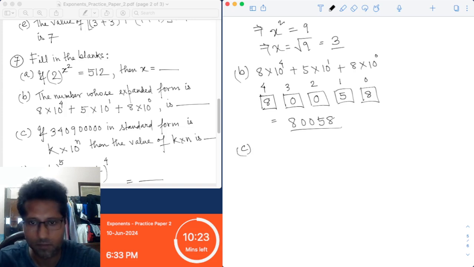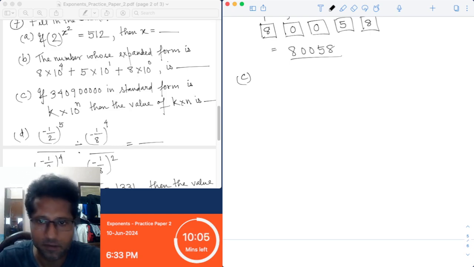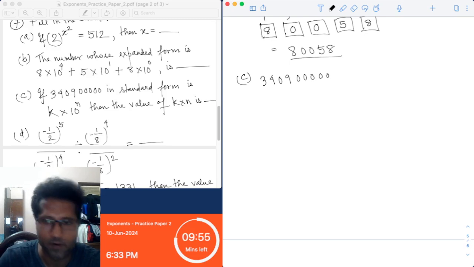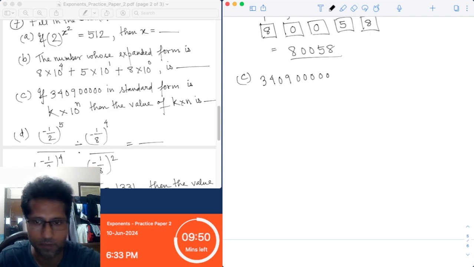Okay, let's do part C. If 3409 and then 5 zeros in standard form is k into 10 to the power n, then the value of k into n is, okay. So the large number given is 3, 4, 0, 9 and then 5 zeros. First, we have to convert this large number into standard form, that is, in the form k multiplied by 10 to the power n.